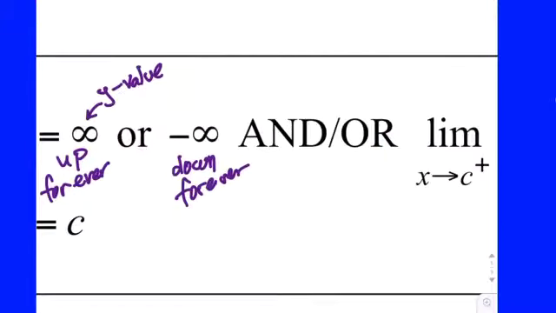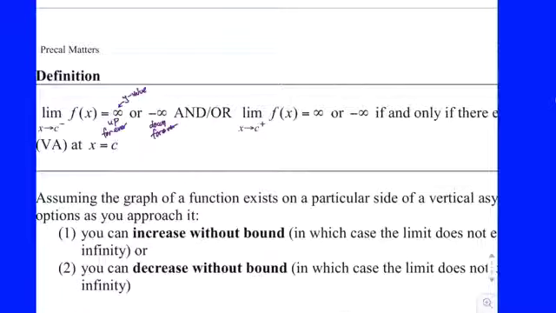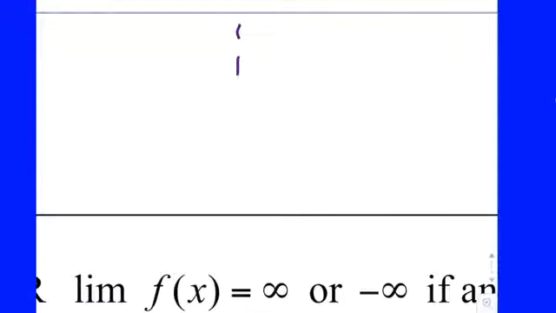And it could also happen on the other side. If you approach an x value from the right side and you have one of the same two things happening, the y values either go up or down forever. Some functions only live on one side of their vertical asymptote. Let's look at that. Here's the vertical asymptote. We're used to drawing them. Some functions only live on one side.